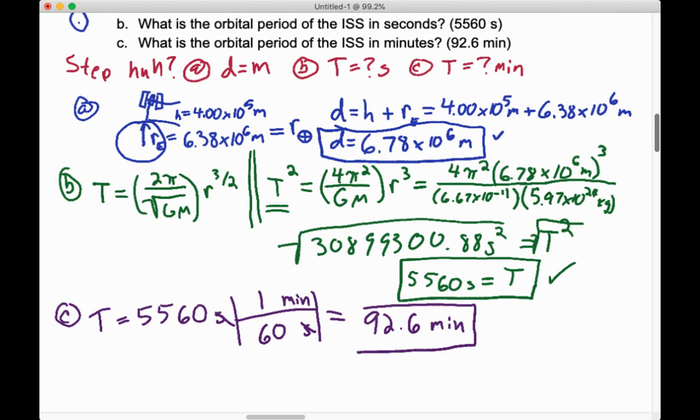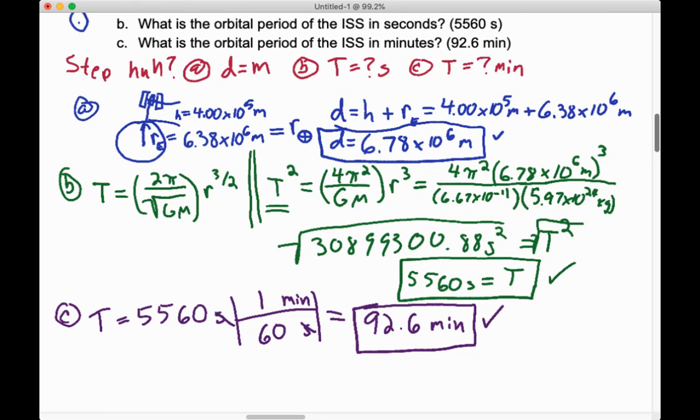And I am more comfortable with that. That's about an hour and a half. So that works for me. That's a more everyday kind of way of thinking about this amount of time. So the ISS up there at that altitude, what was the altitude again? 4 times 10 to the fifth meters, so 400,000 meters above the surface. It goes around the Earth pretty quickly. It only takes about an hour and a half to completely orbit the Earth.